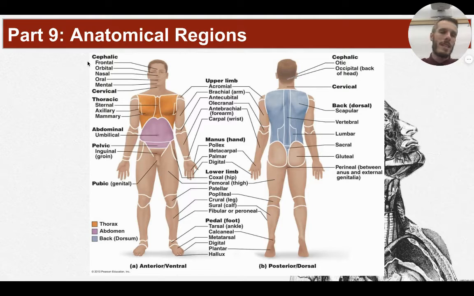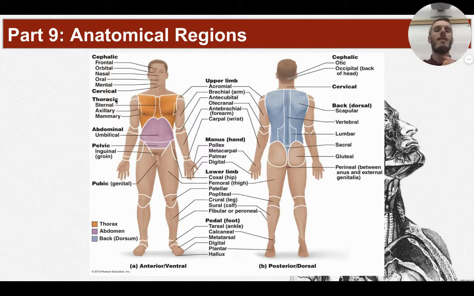Okay, so let's break down each of the smaller parts then. So here we have frontal. Frontal is the forehead. Orbital is going to be the eye. Nasal is the nose. Oral is the mouth. And mental, this is a weird one. Mental is the chin. You might think mental, like somebody thinking up here in their brain, but mental is actually going to refer to the mandible, which is down here. So mental is your chin.